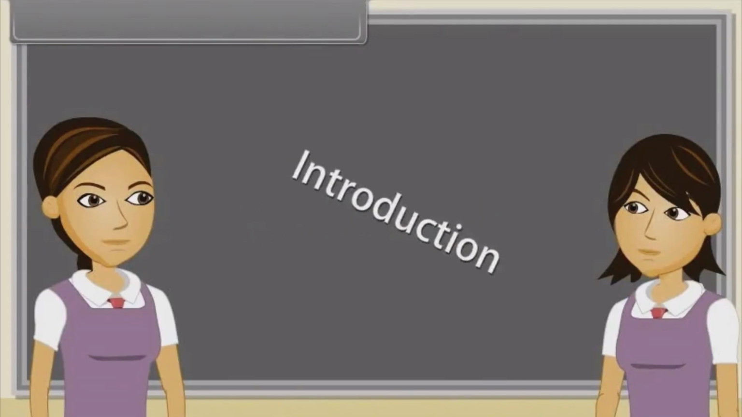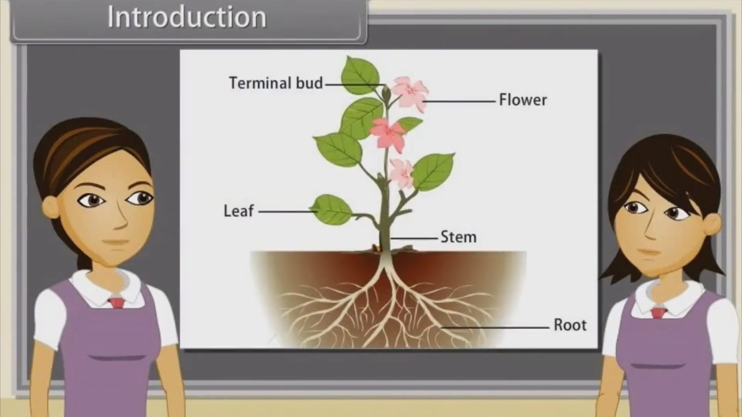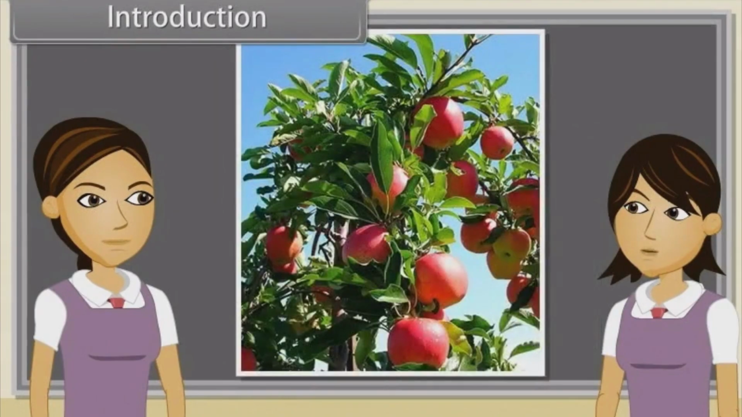Reproduction. When we observe a plant, we see that every plant has roots, stem, and leaves. Plants also have flowers and fruits. We have already discussed characteristics, types, modifications and functions of roots and stems. Now we will study leaf.